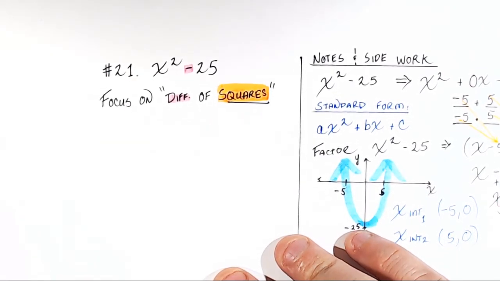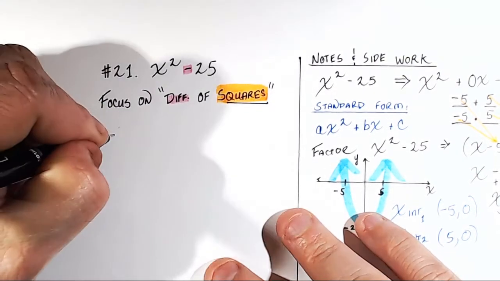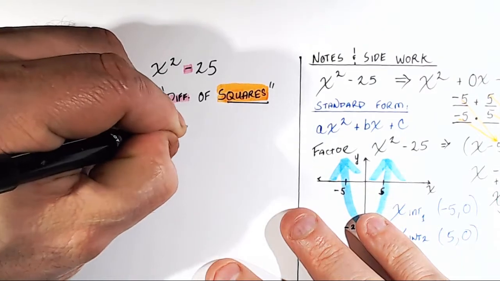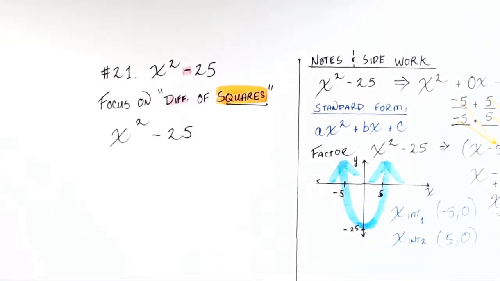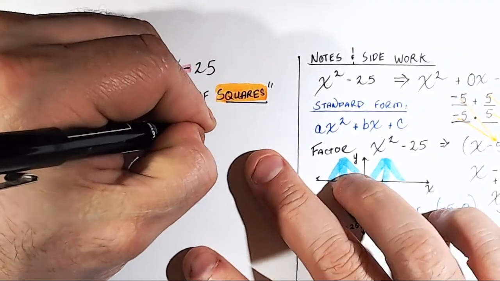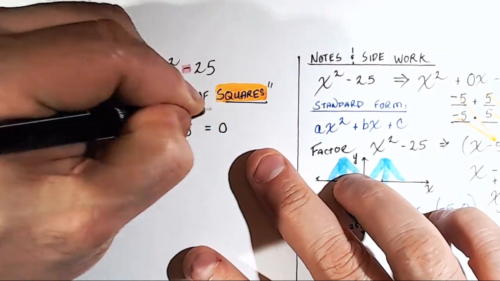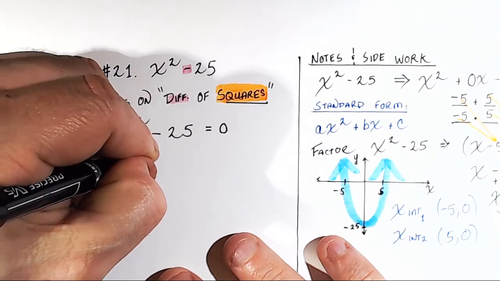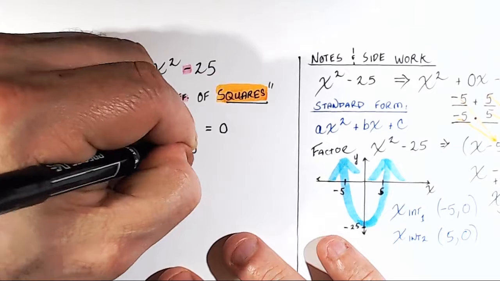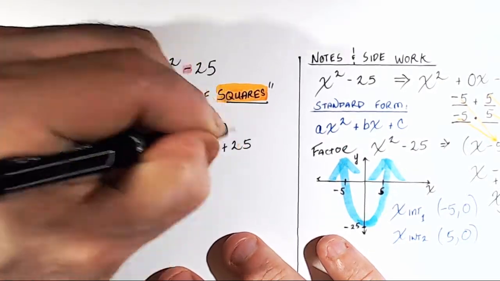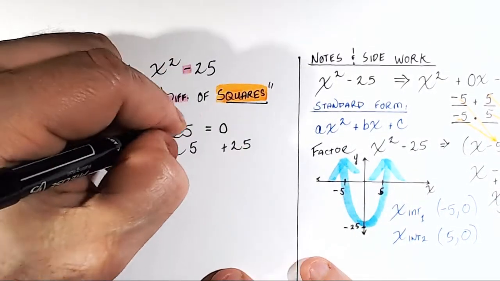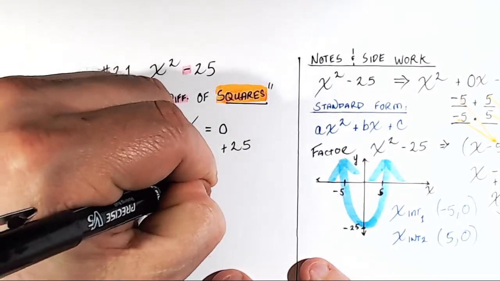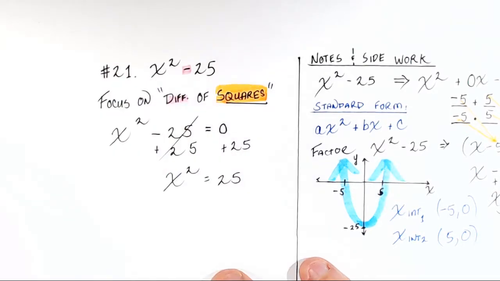So take a look at this. So we have x squared minus 25. Now let's play with this thing for a second. Set this guy equal to 0. All right, now watch what happens when I move the 25 to the other side. Okay, have I broken any laws? No. So now I have x squared equals 25.